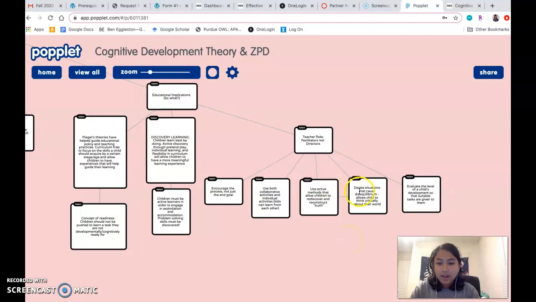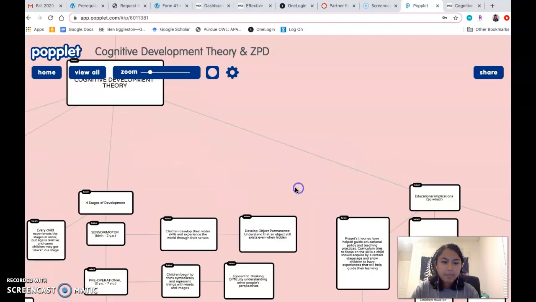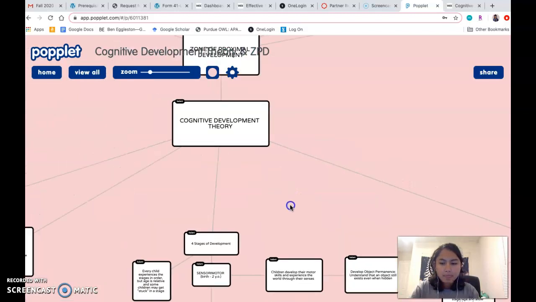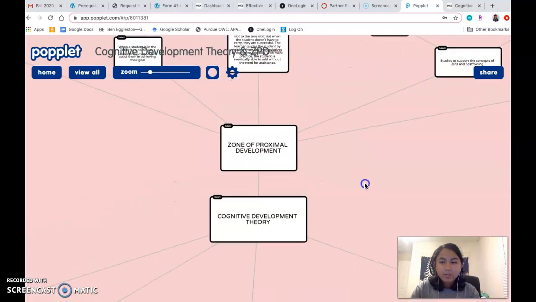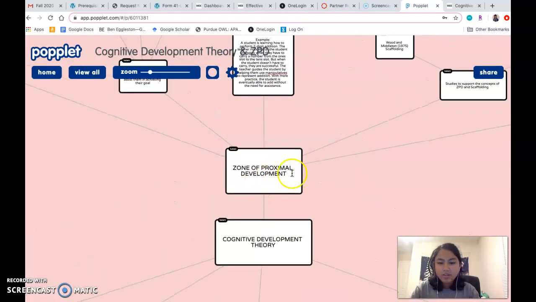Also, teachers should devise situations that cause disequilibrium. This allows the child to think critically about their world and to adjust their ways of thinking accordingly. And lastly, teachers should evaluate the level of a child's development so that suitable tasks are given to them. All in all, that is Piaget's cognitive development theory. Now we will move on to the zone of proximal development.